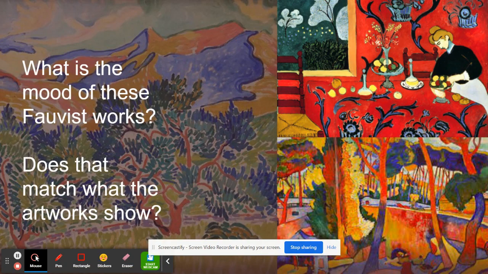So over here on the right, you have two Fauvist artworks. You have a woman who is setting a table in a bright red room, and the one on bottom is actually a park. What is the mood of these Fauvist works? Like, what emotions do you get? And does that match what the artworks show? So what is the mood of this bright red room where she's setting the table? And does that match the mood of what she's actually doing? Do that for both of these artworks, please.